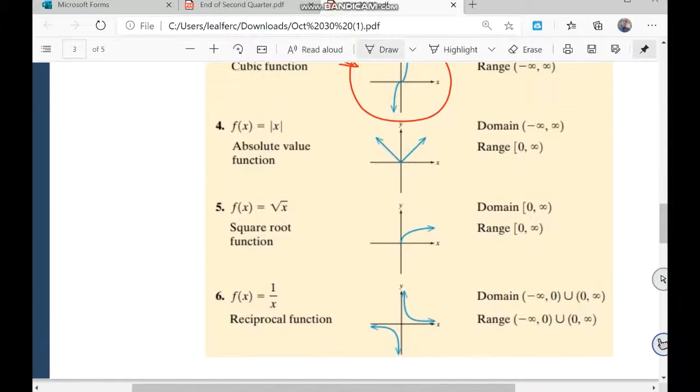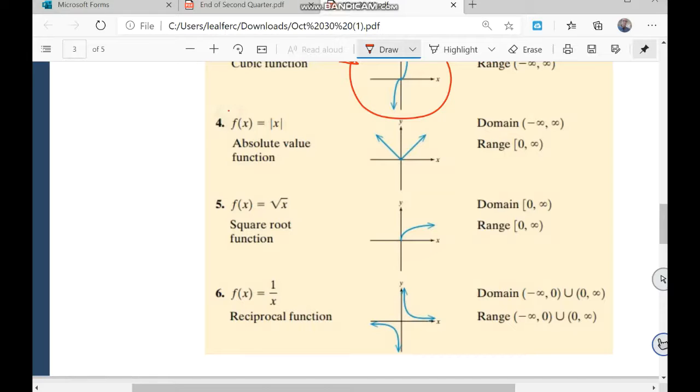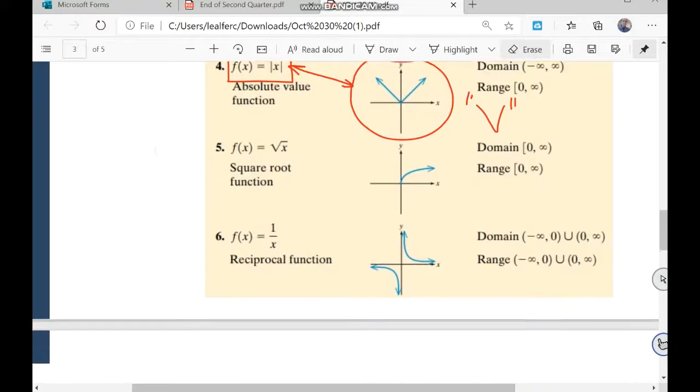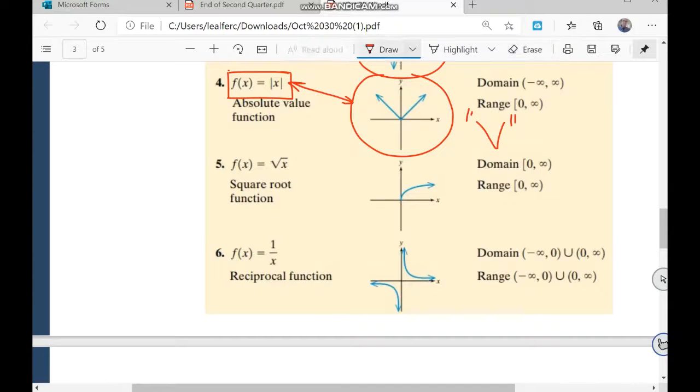Next basic function, the absolute value function. F of x equals absolute value of x. And this is the graph. It looks like a V, has a V shape. So match the equation, absolute value of x, to the graph, the V shape. And then we have the square root function, f of x equals square root of x. This is the graph. It looks like half of a parabola laying down.